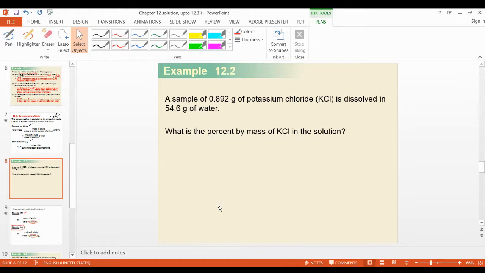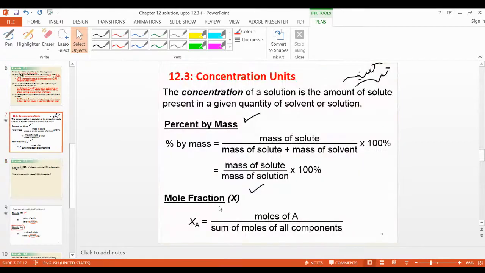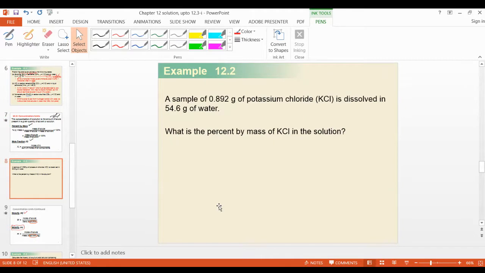Suppose a sample of 0.982 gram potassium chloride is dissolved in 54.6 gram of water, right? So what is the percent by mass? Just use the formula I already showed you here. Look at this formula and tell me now. The percentage by mass of KCl equals what?